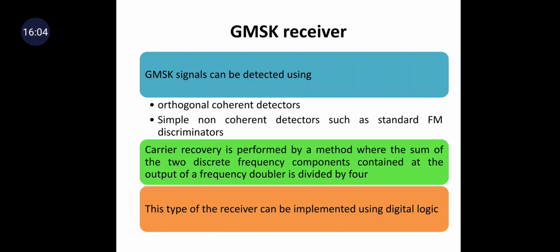The GMSK receiver is also called a GMSK detector. The GMSK signal can be detected using orthogonal coherent detectors or simple non-coherent detectors such as standard FM discriminators. Carrier recovery is performed by a method where the sum of two discrete frequency components contained at the output of the frequency doubler is divided by 4. This type of receiver can also be implemented using digital logic.